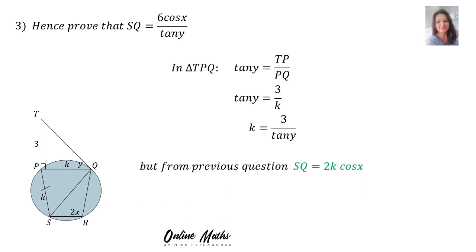Then from the previous question we know that SQ is equal to 2k cos x. And now we calculated k here, and we said k was 3 over tan y, and then we can multiply. Therefore, SQ is equal to 6 cos x over tan y.